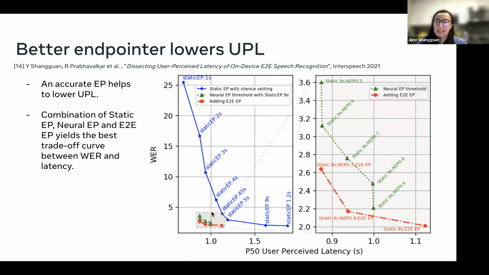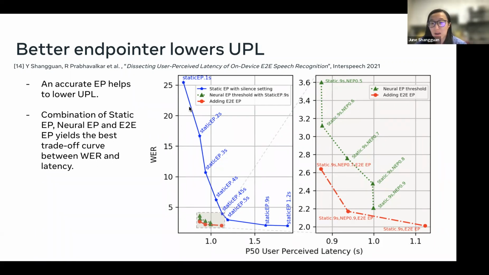And so if we look at these three endpointers and how they impact latency, again, we plotted out the quality versus latency on the two axes. Let's look at the blue graph first. The blue curve here is different thresholds of the static endpointer. And so as you set a very sensitive, very short amount of silence, you definitely have a much better user perceived latency, but the quality is unbearable. And the reason why the quality is so bad is because you're cutting off a lot of people when they're just hesitating. Let's say, hey, wake word, do something. And if I hesitated for a split second, this endpointer would stop.